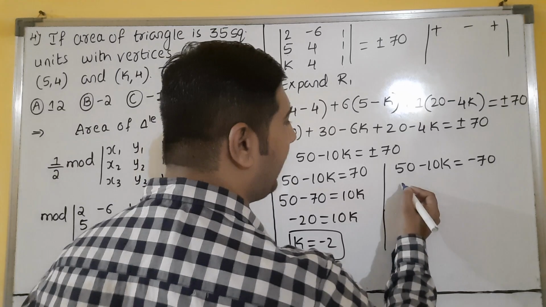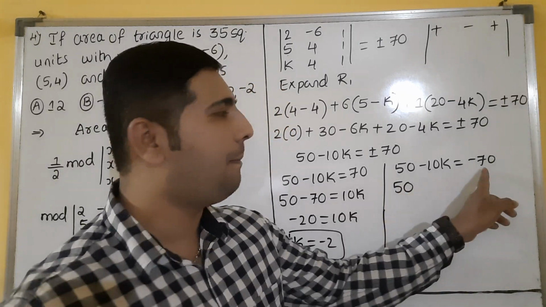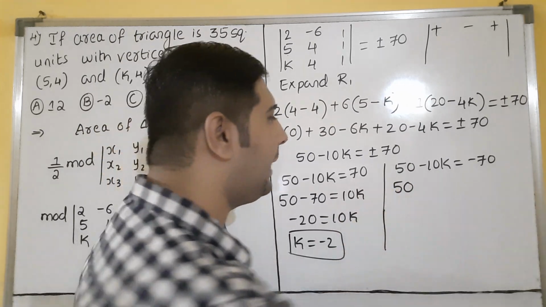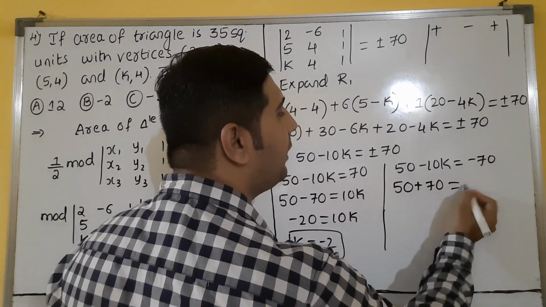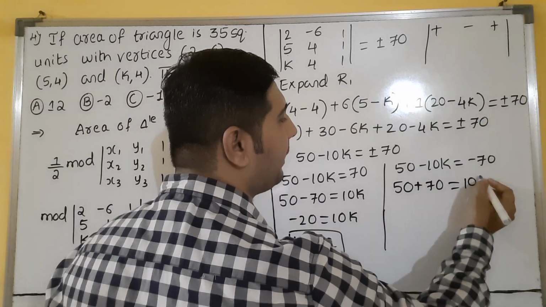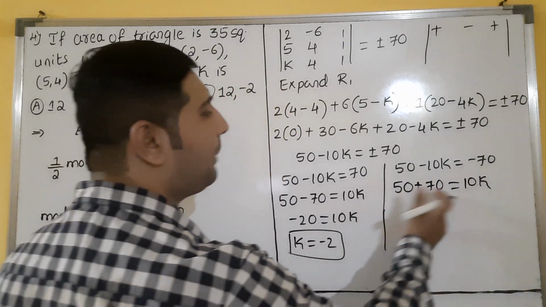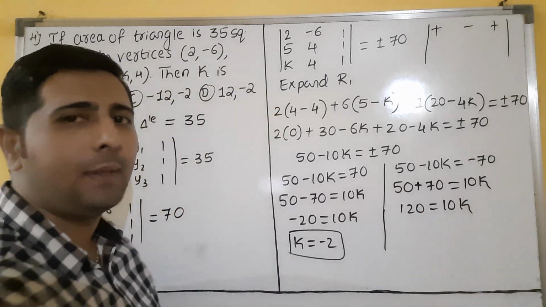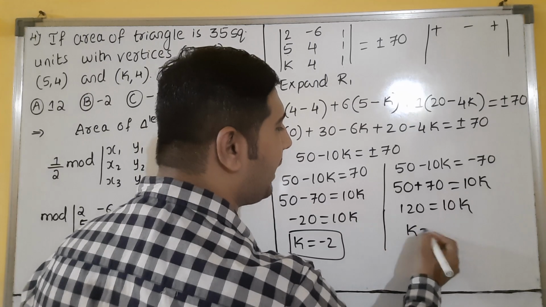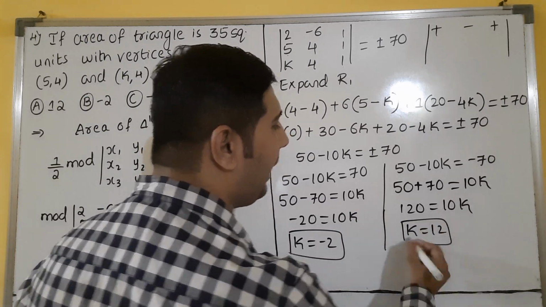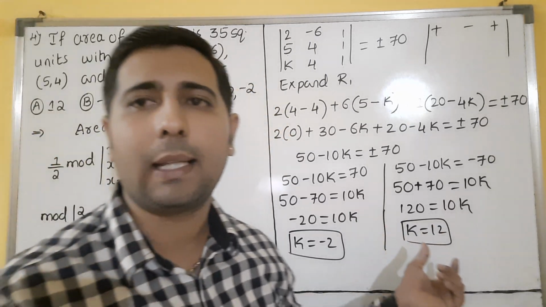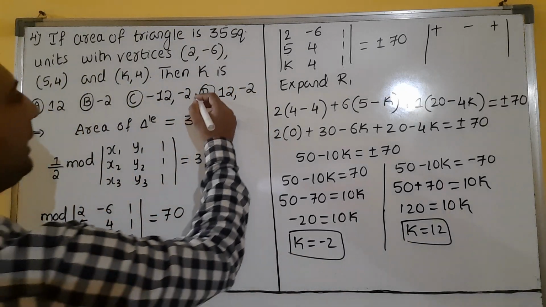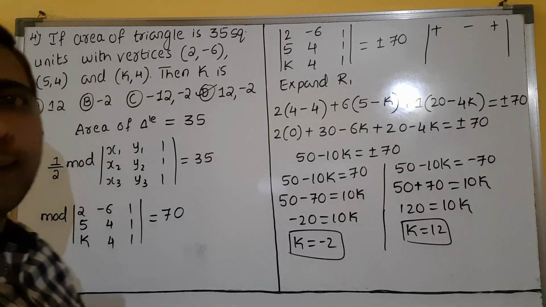So another value you see here. 50 is as is. Minus 70 if you take on LHS, it becomes plus 70. So minus 10k you take on RHS, it will become plus 10k. 50 plus 70 is 120. 120 is equal to 10k. 10 twelves are 120, dear students. So this is our required answer, 12 comma minus 2. So that is there in our option D, dear students. This is the required answer.